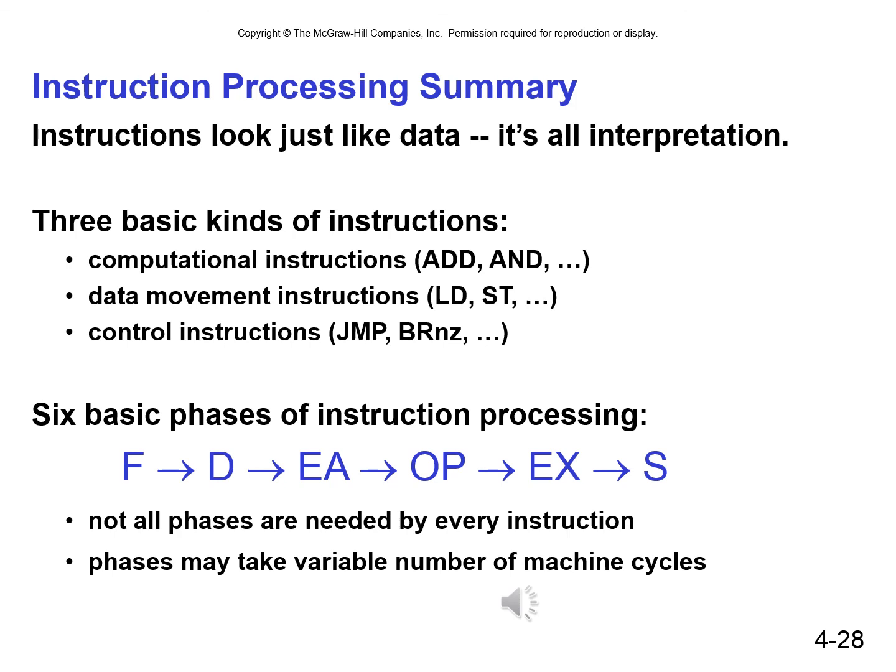Another really important topic is that you fully understand the 6 phases of the instruction processing cycle: fetch, decode, evaluate address, fetch operands, execute, store result. Not all phases are needed for every instruction, and these phases may take a variable number of machine cycles. Some students come into this thinking an instruction takes 1 clock cycle. That's not the case.